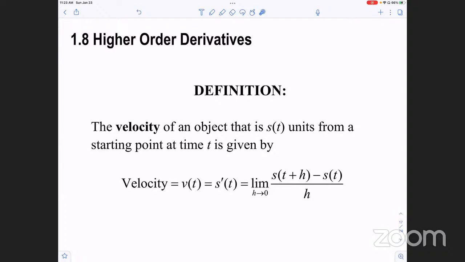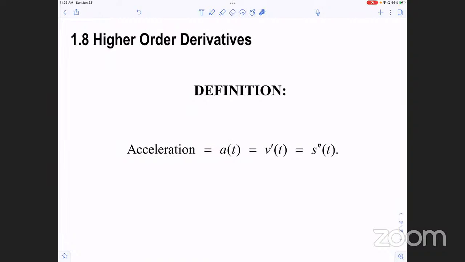So then we have this definition. It says the velocity of an object that is s of t units from a starting point at time t is given by this, right? If s is your position function based on time, then the velocity is going to be the derivative of the position function. Again, the limit definition of derivative is the limit as h tends to 0 of s of t plus h, where h is just some small change on the t-axis, minus s of t, over h. This is just the limit definition of derivative like when we first introduced derivative.